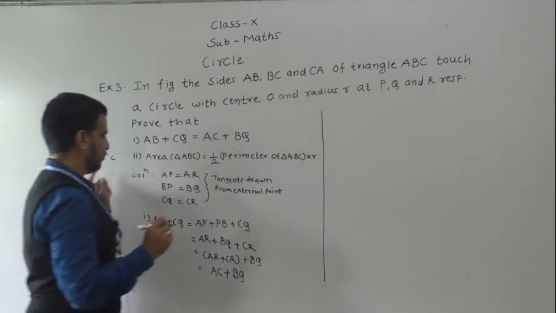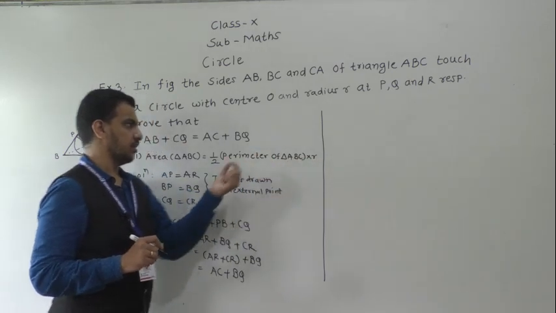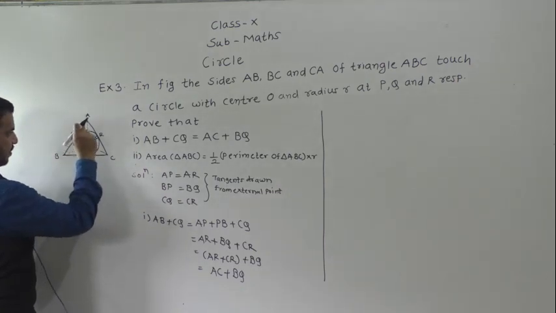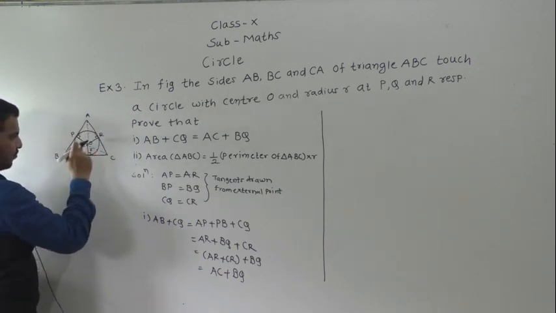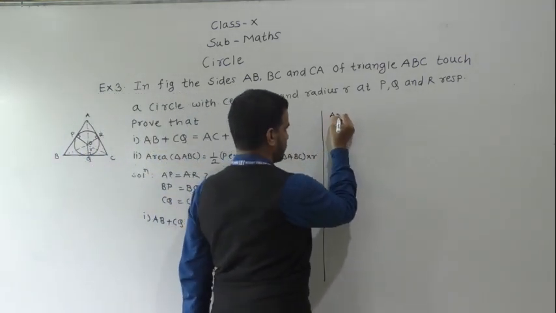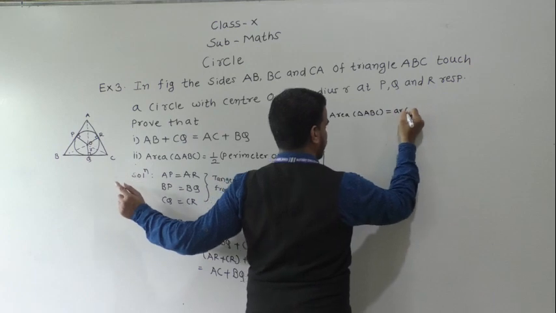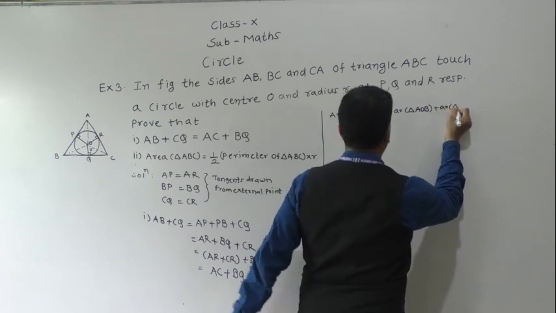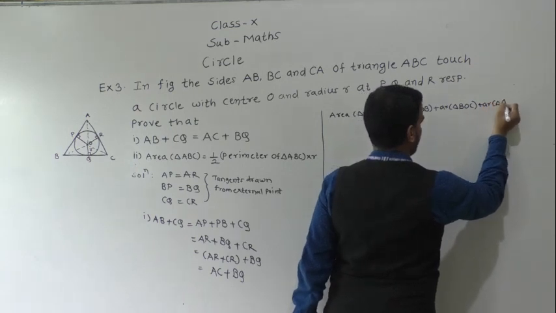Now we have to show that area of triangle ABC is equal to half into perimeter of triangle ABC into R. The area of triangle ABC we can divide into three triangles: triangle AOB, triangle BOC and triangle AOC. If we add the areas of all three triangles, we get the area of triangle ABC. So area of triangle ABC is equal to area of triangle AOB plus area of triangle BOC plus area of triangle AOC.